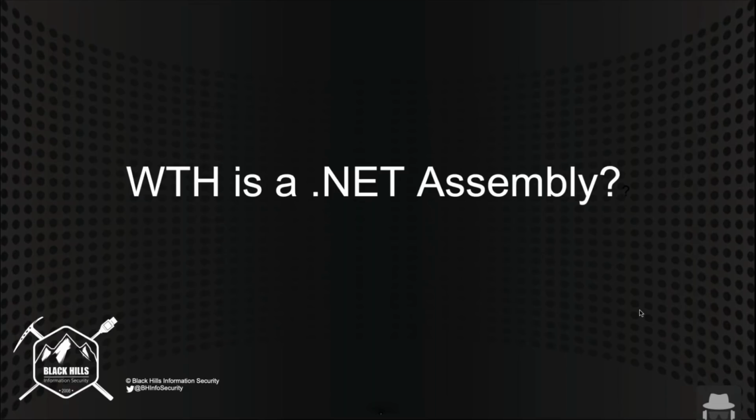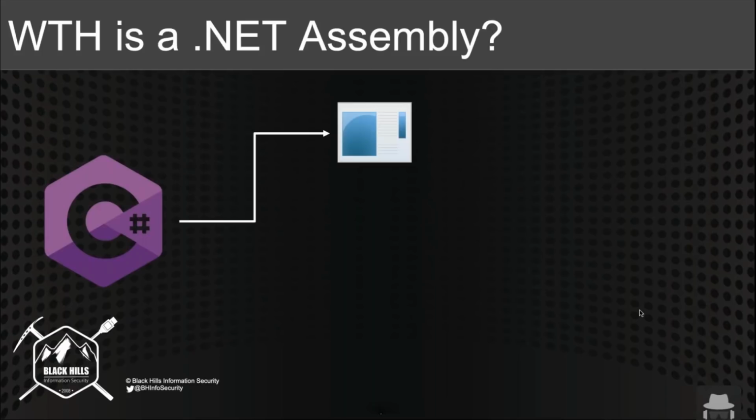Okay. So how do you go about generating a .NET assembly? Well, it's pretty easy actually. You take any .NET language. We're going to take C# in this case, and you compile it into an executable using Visual Studio or csc.exe, which is the built-in compiler for C#. So you compile C# into a .exe, and that .exe is a .NET assembly.